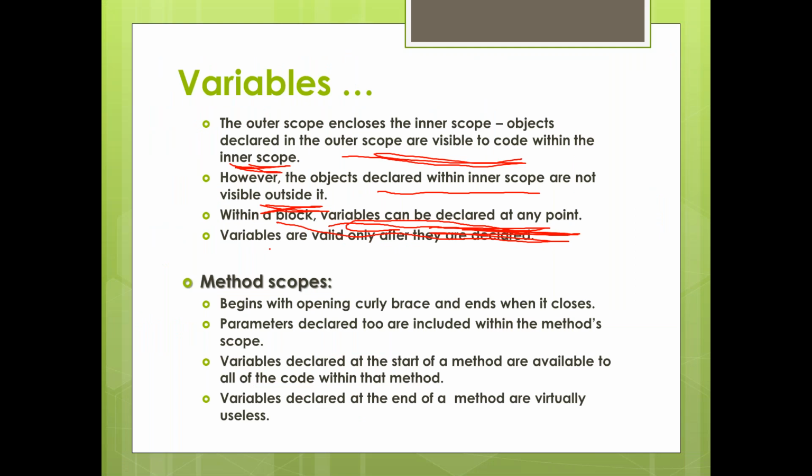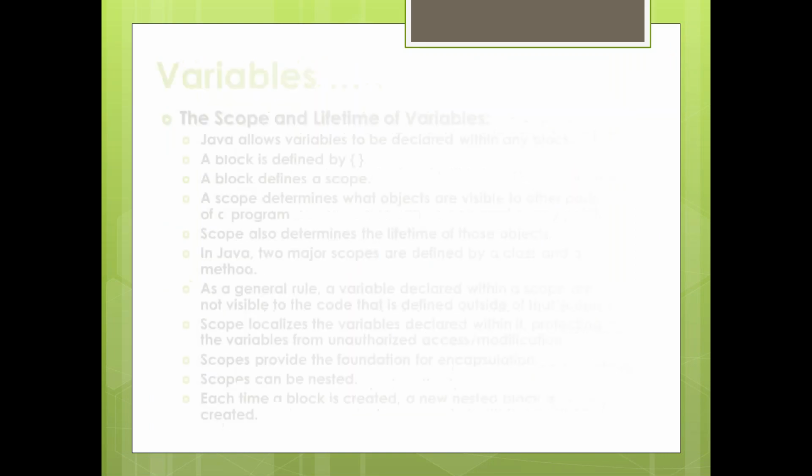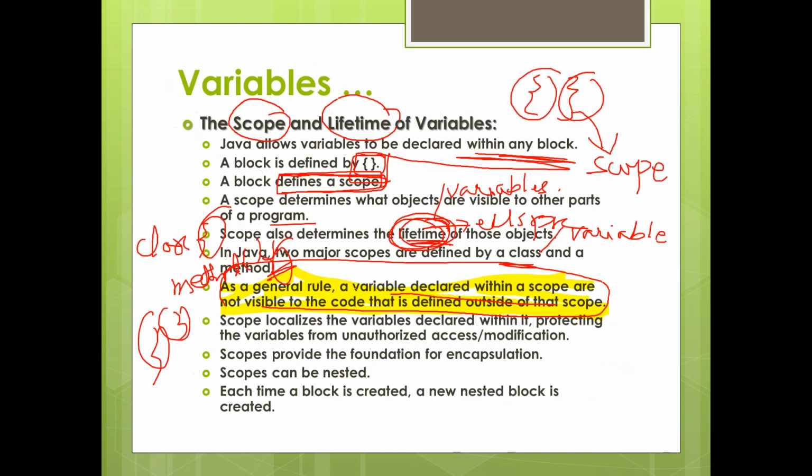So as I mentioned, variables are valid only after they are declared. And one important thing is, whenever you declare a variable, it defines a scope. Whenever you create a block, it defines a scope.